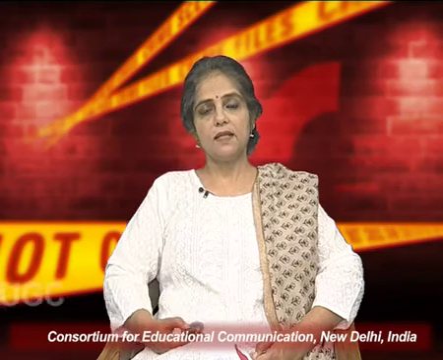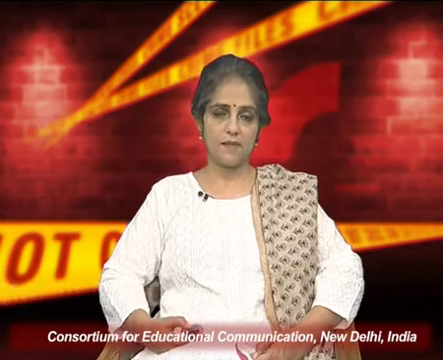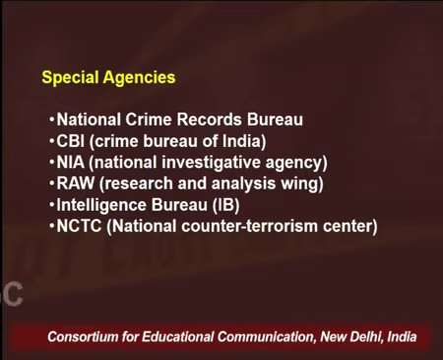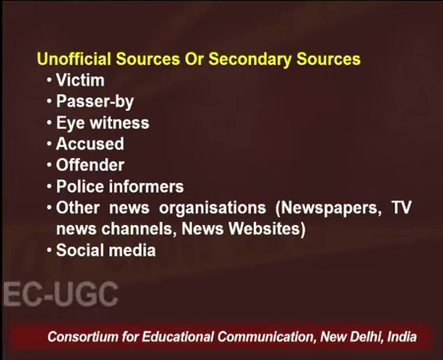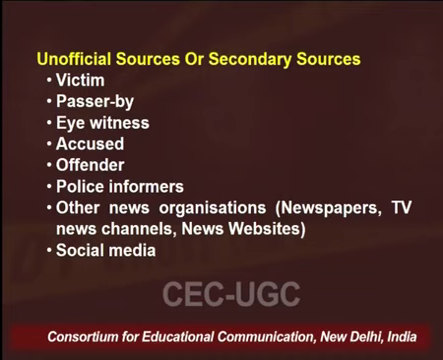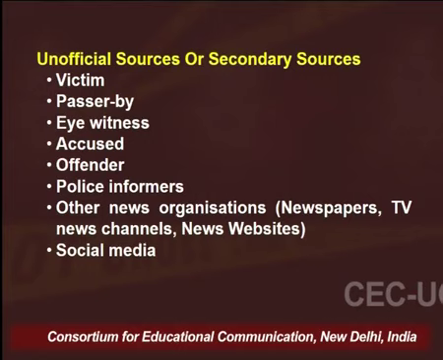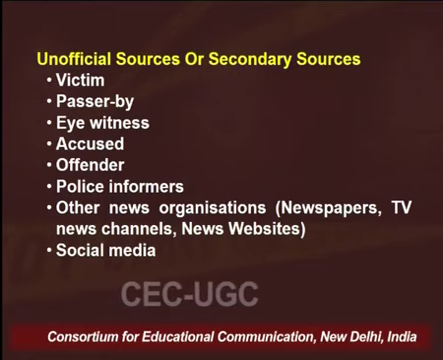Then there are certain agencies which are special as far as crime beat is concerned. These agencies include the National Crime Record Bureau, which is also called NCRB, CBI, which is the Central Bureau of Investigation, NIA, National Investigation Agency, RAW, Research and Analysis Wing, Intelligence Bureau, which is IB, and NCTC, National Counter-Terrorism Center. Unofficial sources or secondary sources would include victim, passers-by, eyewitness, accused, offender, police informers, other news organizations like newspapers, television, news channels, news websites, and social media.